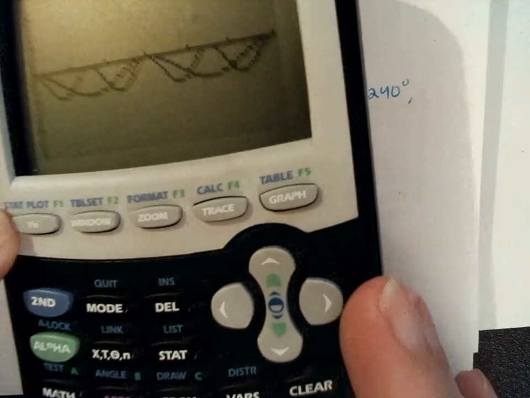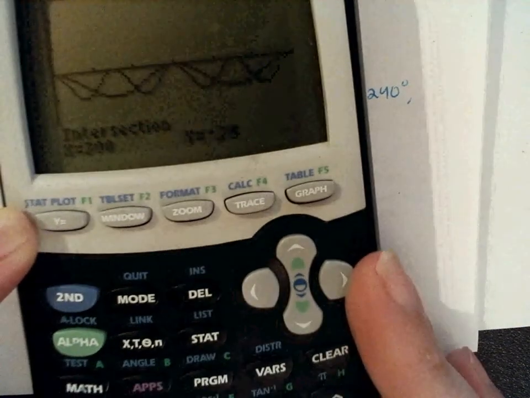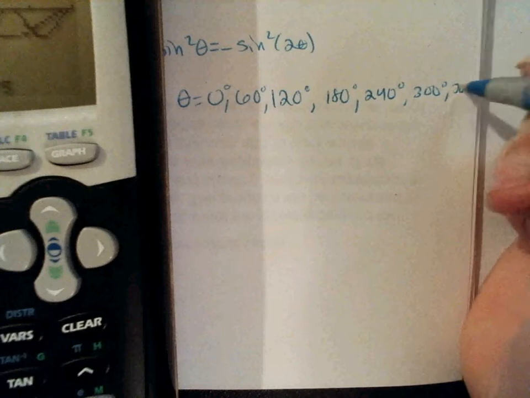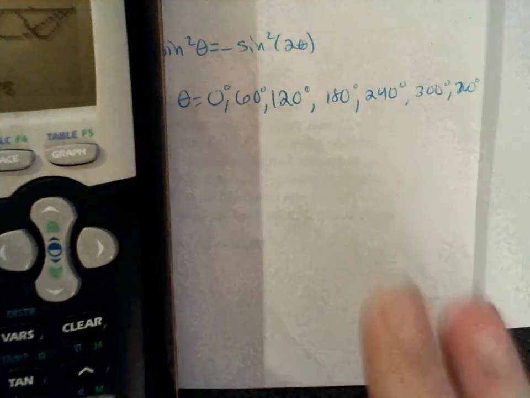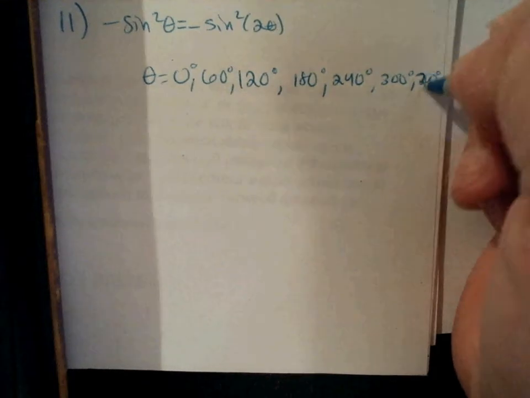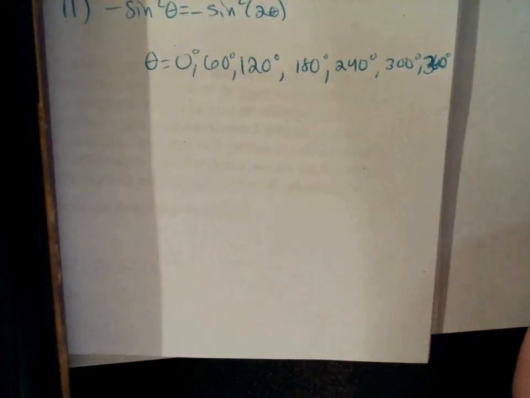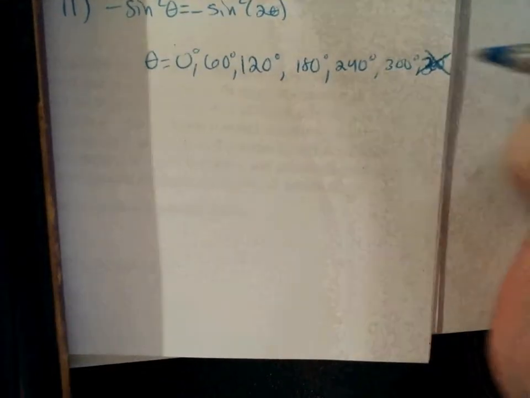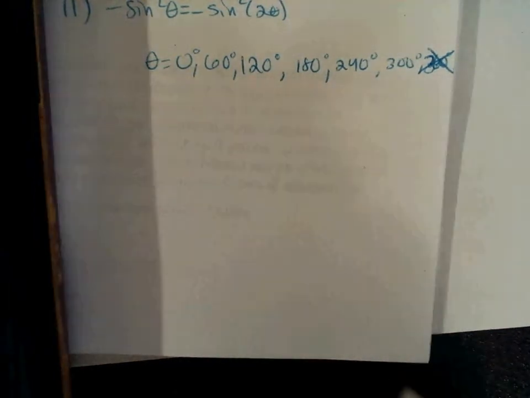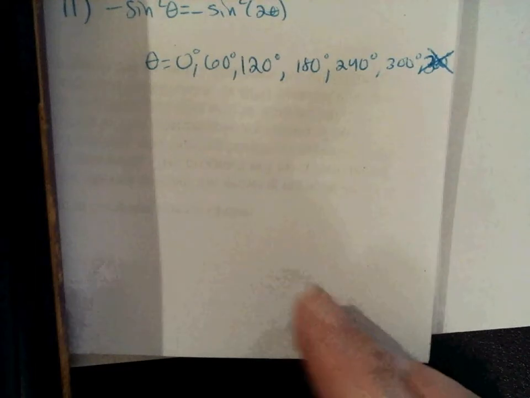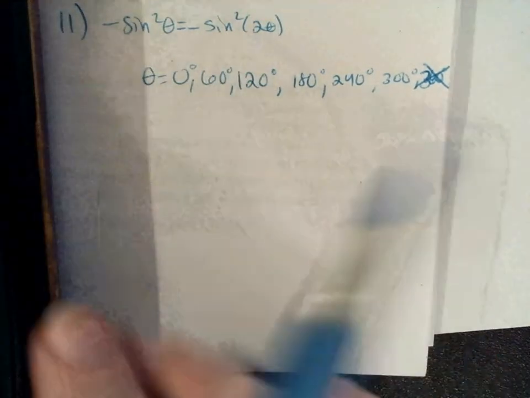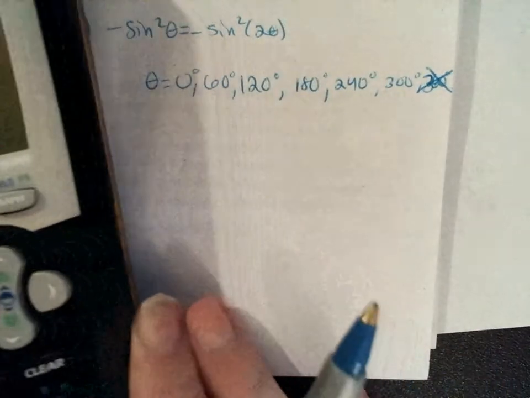Okay, closer to that intersection, so enter, enter, enter. And I get 300. And the last one is 360. Okay, so all of the answers between 0 and 360. I guess I didn't include 360, did I? So we're not going to include 360 because it's just a repeat of 0. Those are all the answers. 0 included, 360 not, for which negative sine squared equals negative sine squared of 2 theta.